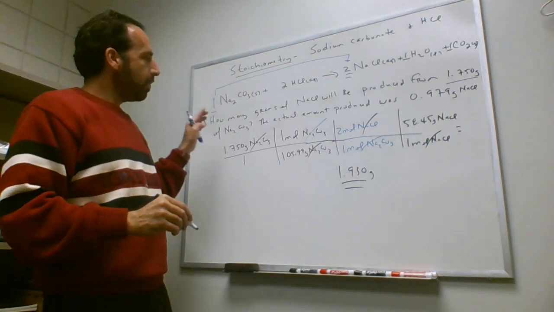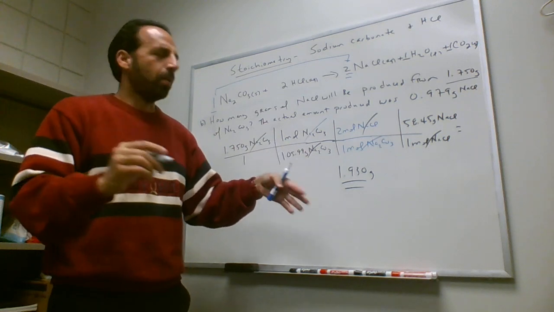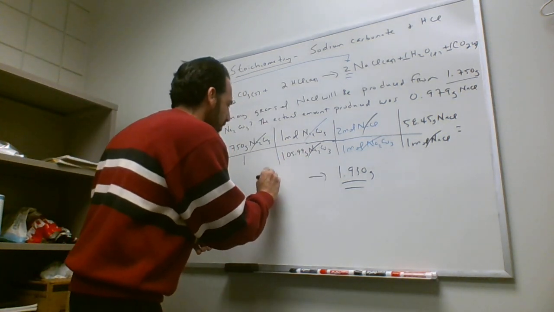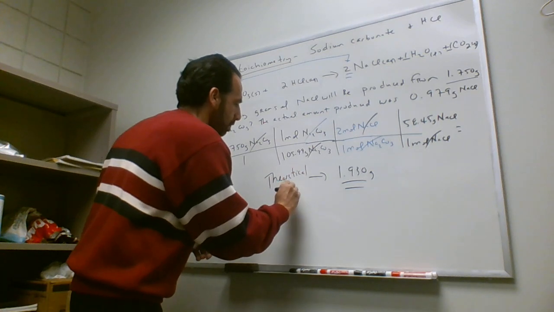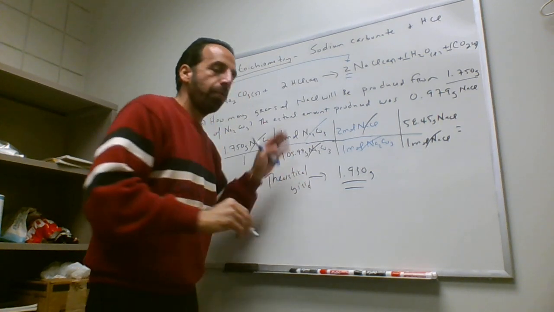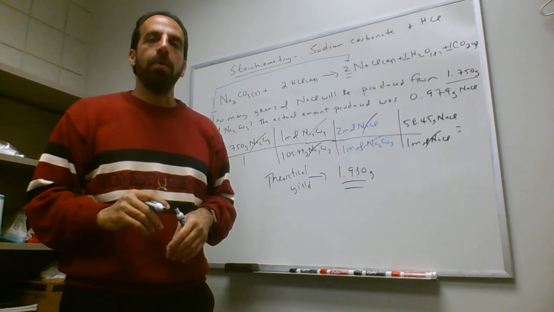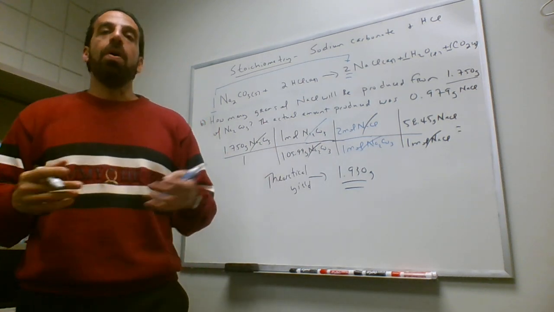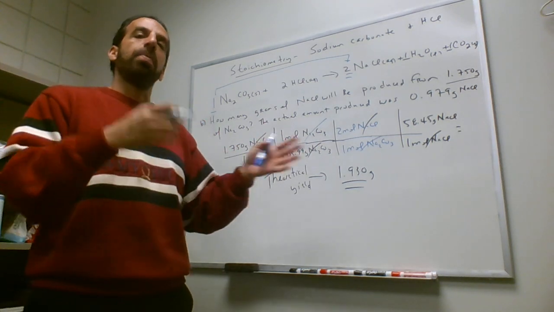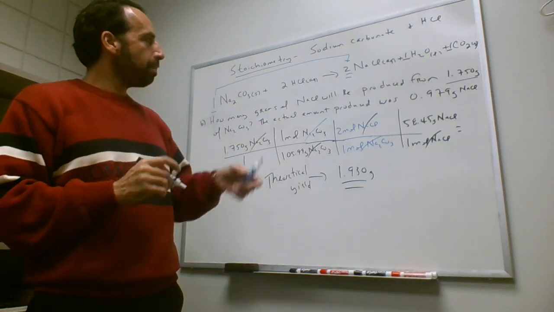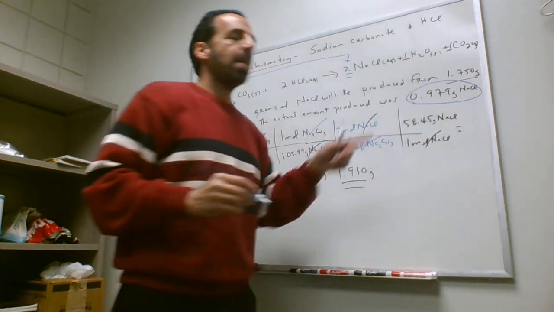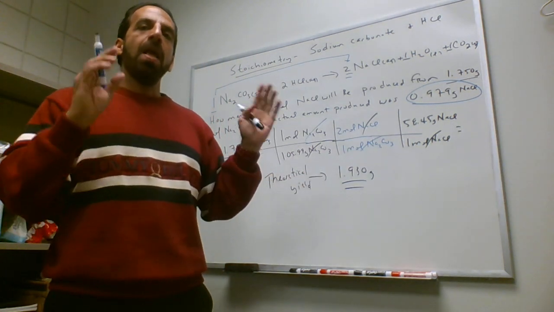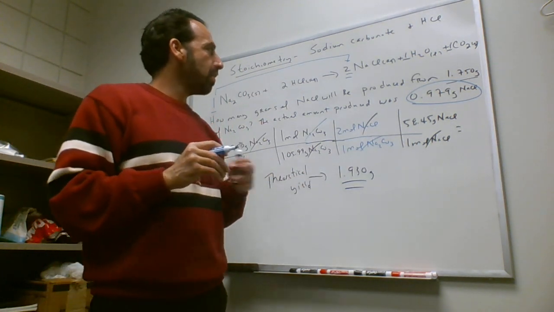One thing to note, whenever we do calculations, it's always theoretical. This is my theoretical yield. So theoretically, I should get 1.930 grams. In reality, you're going to get less. So when you're doing this experimentally, it's always going to be less than your theoretical yield. So the second part is the actual amount produced was 0.979 grams of NaCl. I want to figure out what my percent yield is going to be.